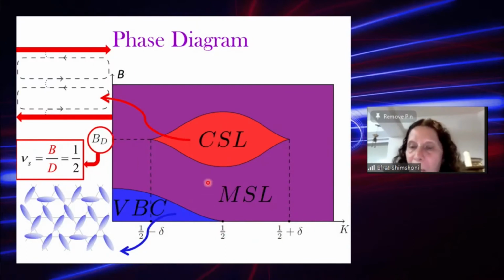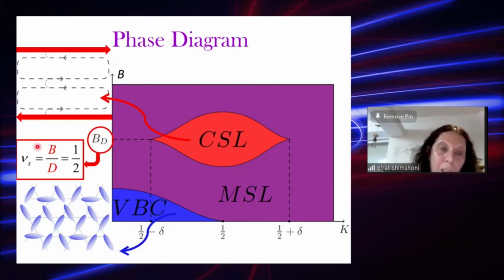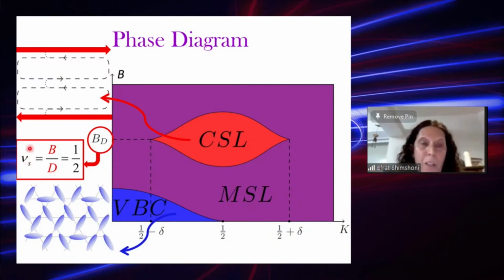The other axis is a magnetic field, and we basically get three phases here. One is a valence bond crystal, and one is just a spin metallic state, and the most interesting one is really an analog of a fractional quantum Hall state, where we can define an effective filling factor, which is the ratio of magnetic field to this DM interaction D.